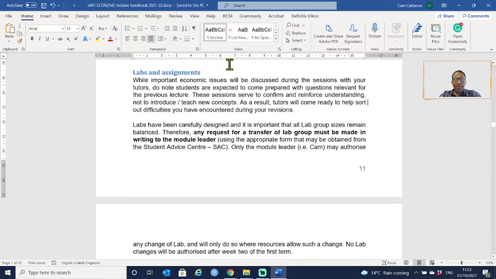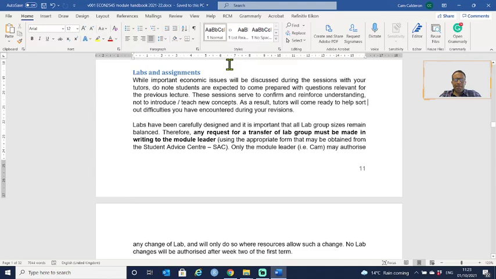If you need a request or transfer for a group, please let me know. I think you will need to apply to the Student Advice Center, and I will authorize that. Apart from that, there are going to be extensions. Extensions are given to deadlines for assessments only if you have mitigating circumstances. You will need to apply now to the Student Advice Center, not anymore to your module leader. So please do that, and they will let me know the result of your request.